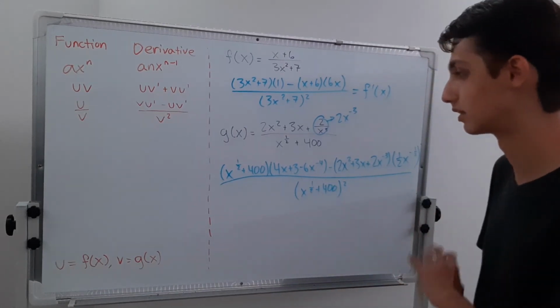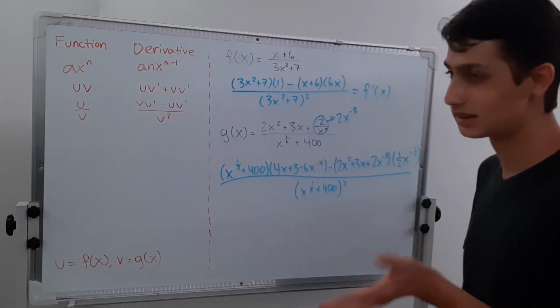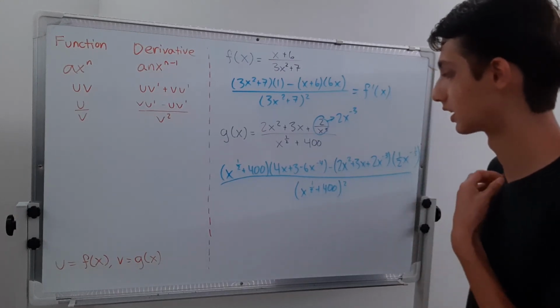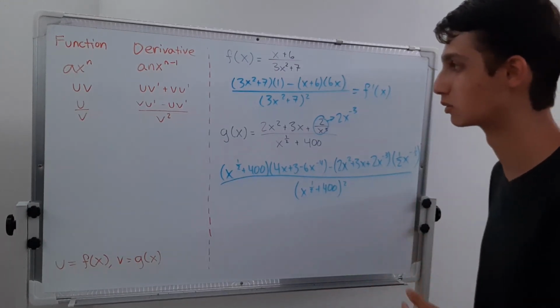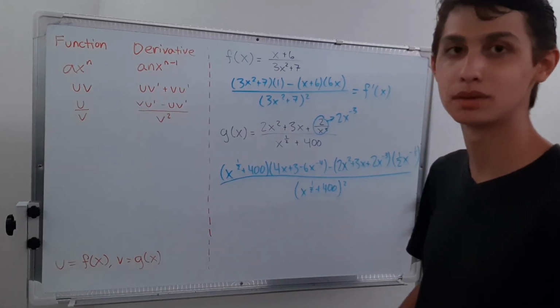I would not bother multiplying everything out and simplifying it all, just leave it like that. Unless, of course, your teacher wants you to do that, but I hope your teacher's not going to put you through all that pain. But yeah, that's the quotient rule, and that pretty much sums up this video.